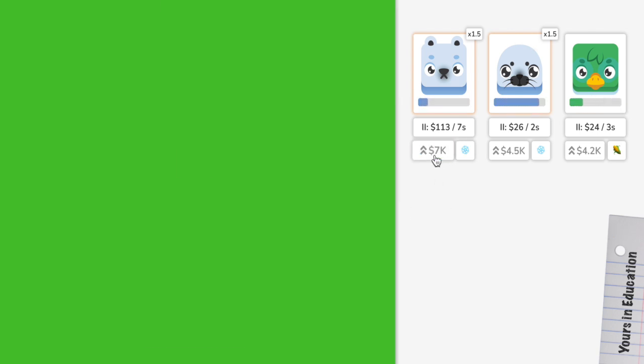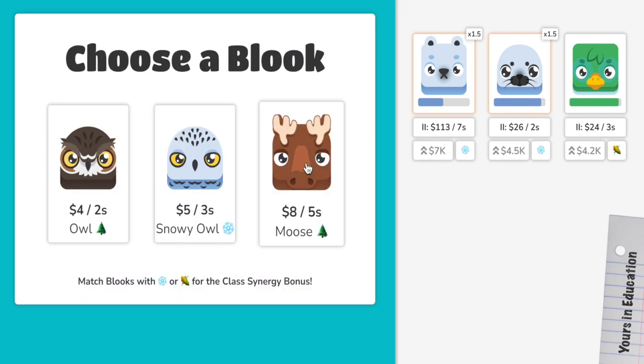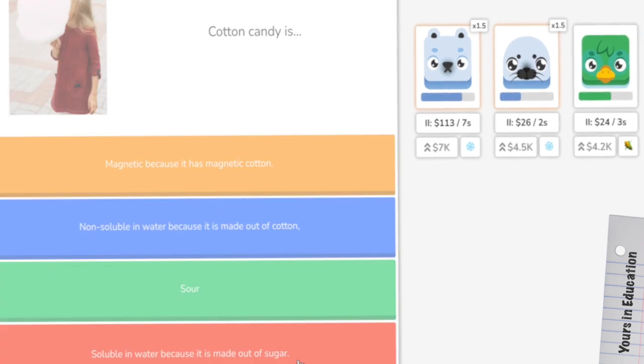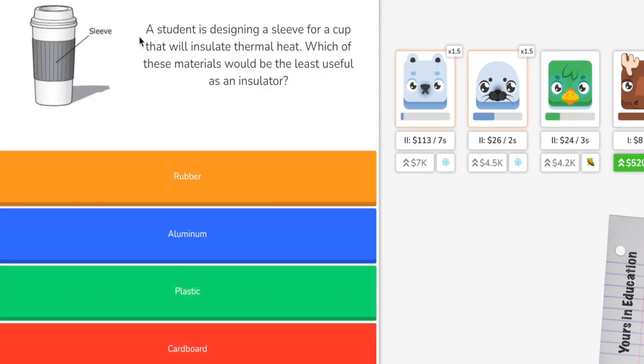Okay, let me see. $400. Choose a Blooket. Cotton candy is magnetic because what? No, it's not magnetic. Definitely not. Non-soluble in water because it's made out of cotton? No. Cotton candy is not made out of cotton. Sour? No. It's the opposite. It's sweet. Soluble in water because it's made out of sugar? Yes. Sugar is totally soluble in water.